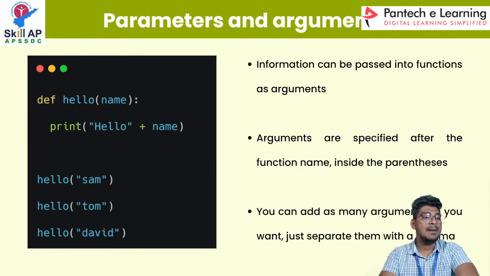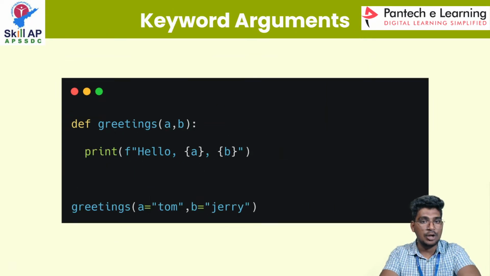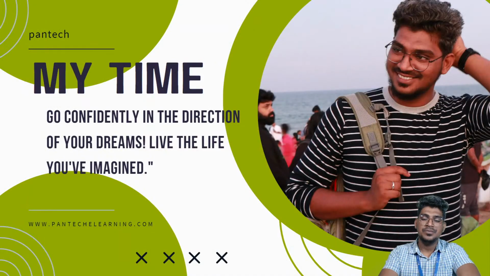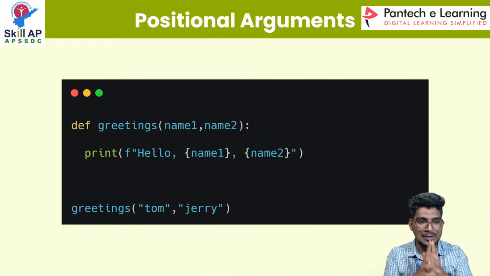What is the meaning of parameter and argument? Positional argument, keyword argument, default parameter argument, return function. So these are all things I will explain in a deeper way only for the internship users.